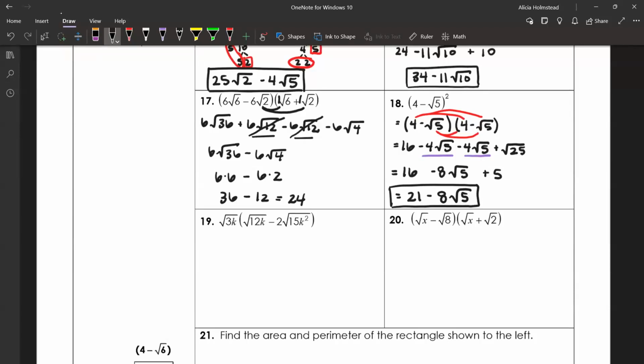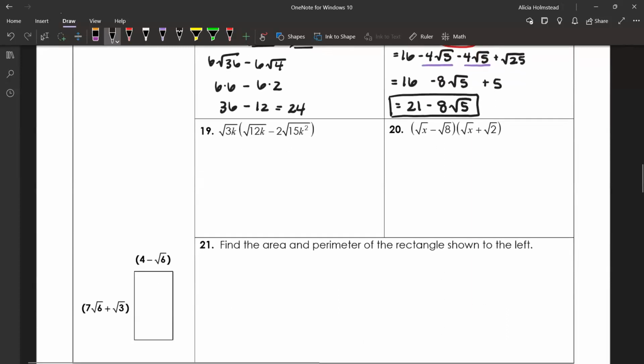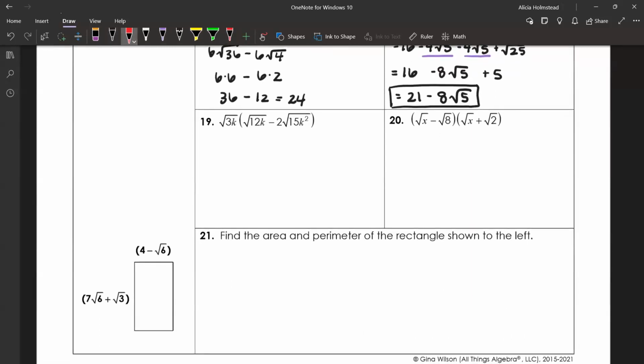Alright, now we're introducing some variables. So number 19 here, we've just got to distribute everything inside. So insides with insides, so we can multiply 3k and 12k, which will be 36k squared. And then these two, we would have to do the 1 times the negative 2, so we have negative 2 on the outside. And then insides, 3 times 15 is 45, k times k squared is k cubed.